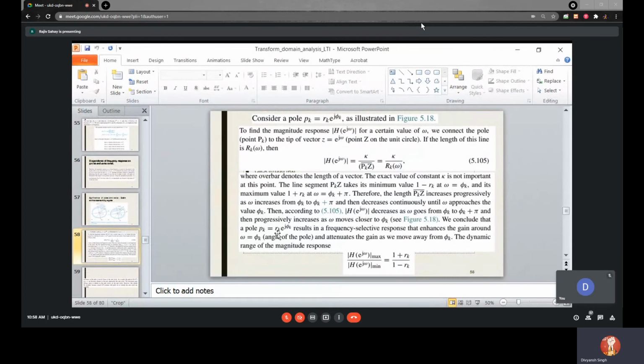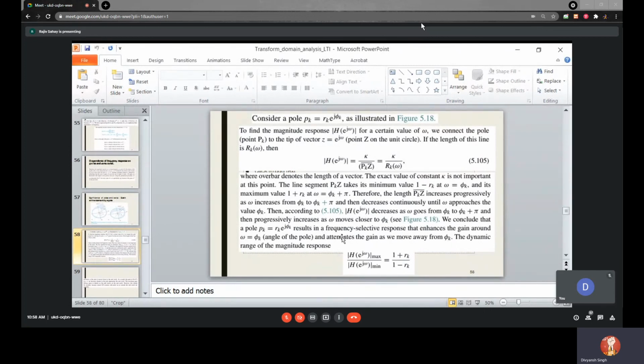So we conclude that the pole pk equal to rk e to the power j phi k results in a frequency selective response that enhances the gain around omega equal to phi k and attenuates the gain as we move away from phi k. So if you introduce a pole at an angle phi k, it will increase the magnitude response around omega equal to phi k. So you have just introduced a pole rk e to the power j phi k, located at an angle phi k.